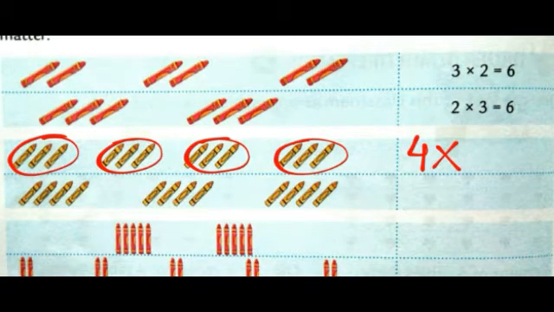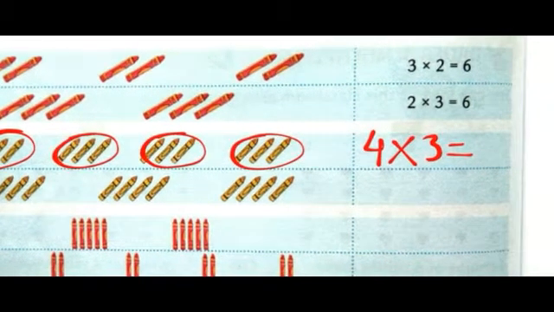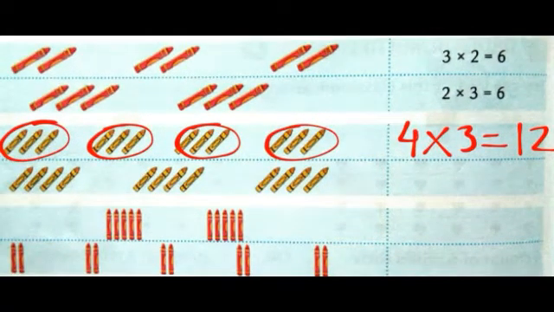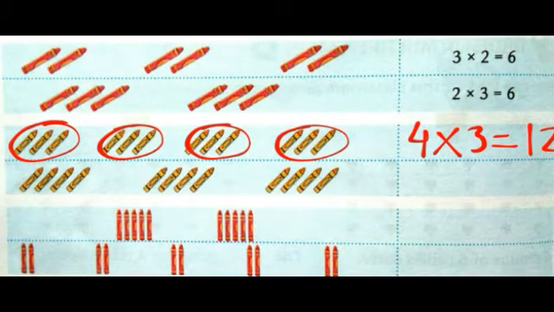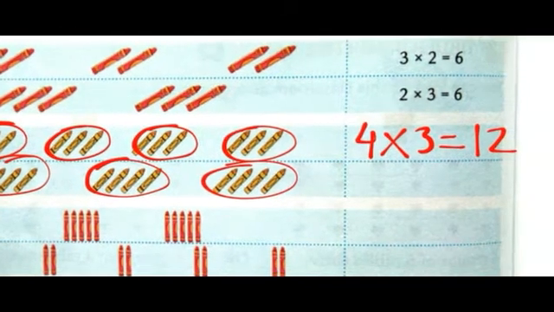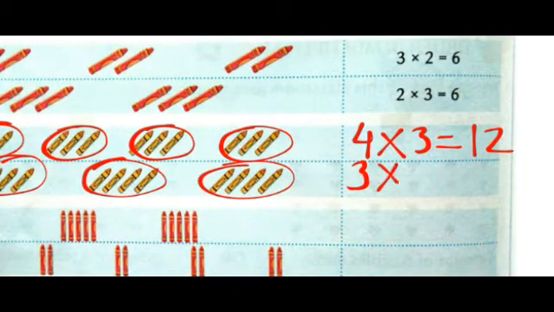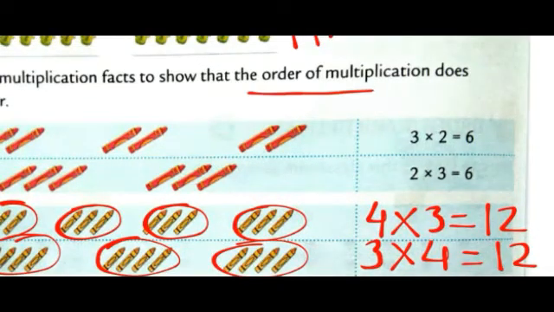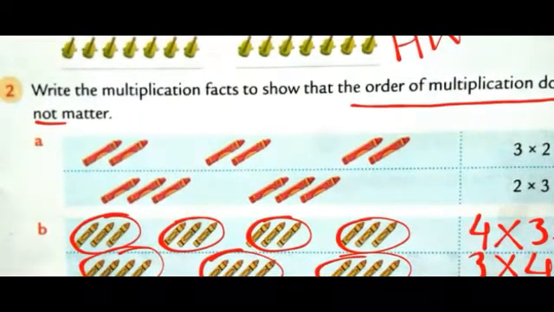Multiplication sign. Now in each group, how many are there? 3. So what is 4 threes? 4 threes are 12. Okay. This is the first multiplication fact. Now let's see the second one, whether it is same or not. First we will form the groups. 1, 2, 3. So 3 groups are there and in each group 4 color pencils are there. Okay, so what is 3 fours? 3 fours is also 12. See, both the ways we got 12. That means the order of multiplication does not matter.